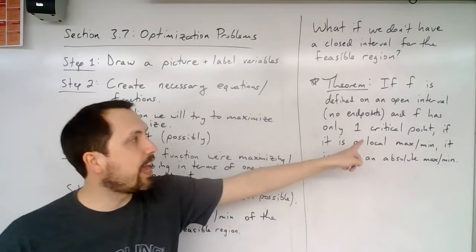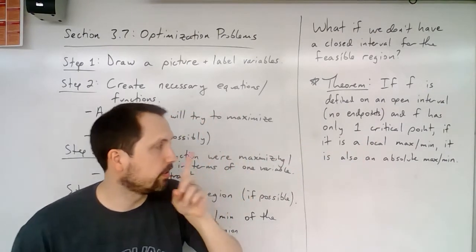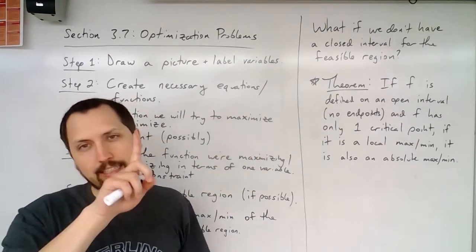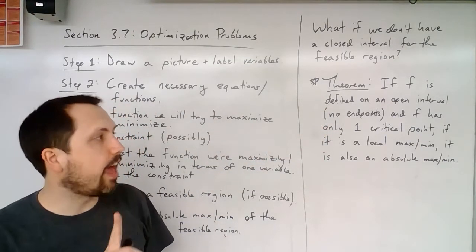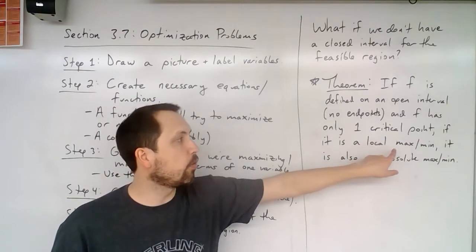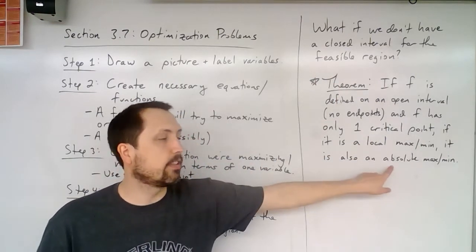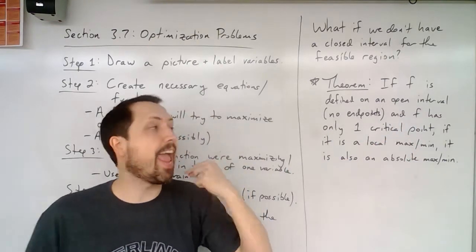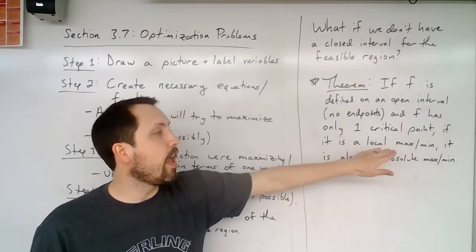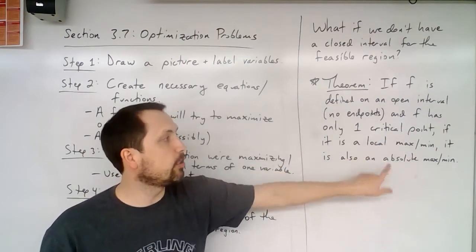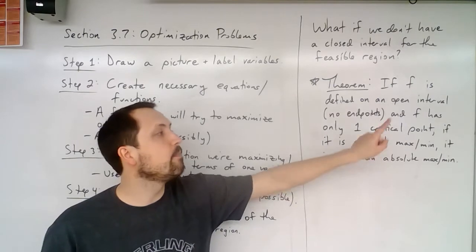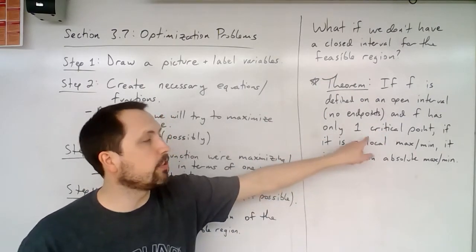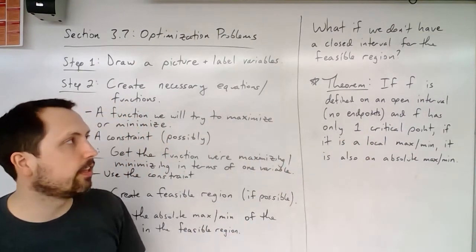Then, if our function has only one critical point, okay, so we have to make these two assumptions: one is that there are no endpoints, and there's only a single critical point. Then, if this critical point is a local maximum, then that actually is an absolute maximum. If it's a local minimum, then that's actually an absolute minimum. So we have this nice relationship: if we only have one critical point or one critical value on this open interval, then we can show these are absolute max and mins.